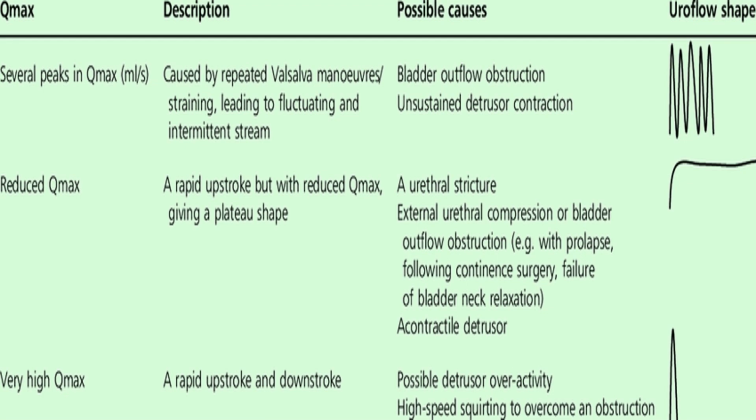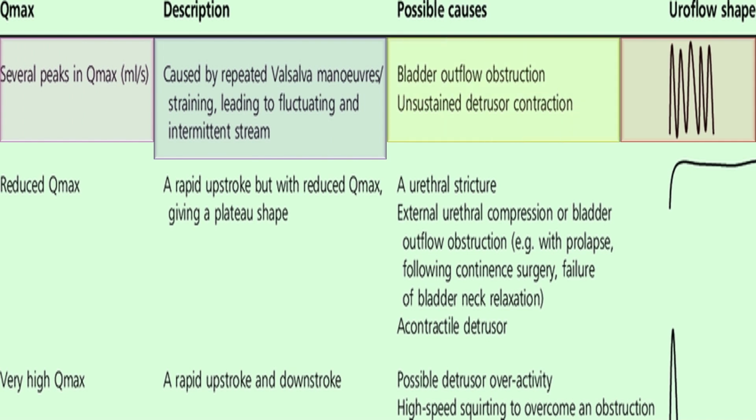Now here on the top right side, you can see the uroflow shape. Here we have several peaks in Qmax in ml per second. It is usually caused by repetitive Valsalva maneuvers, straining, leading to fluctuating and intermittent flow.